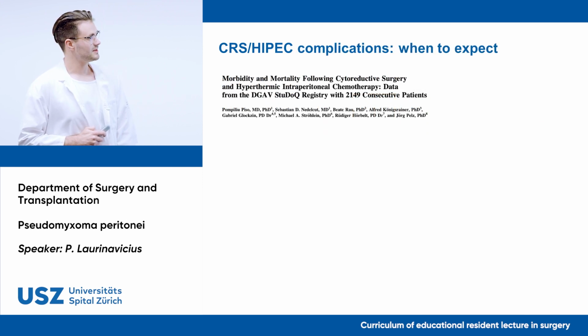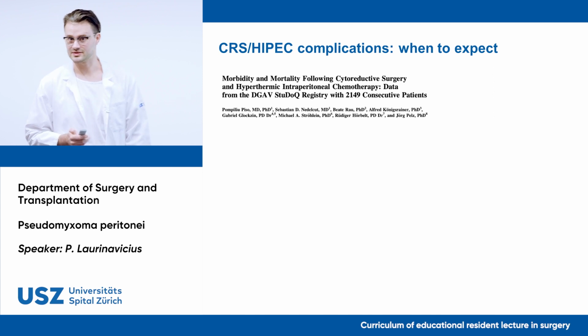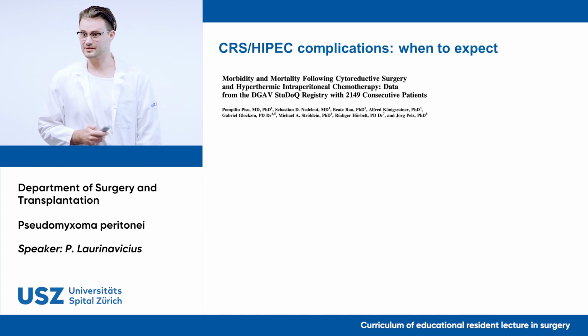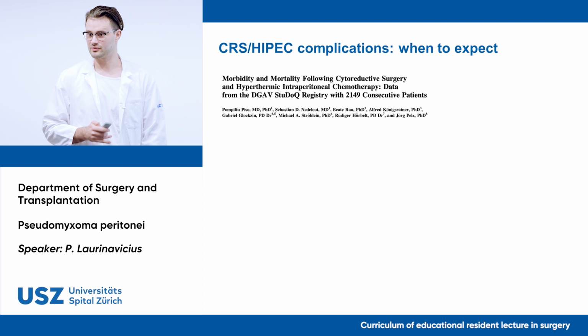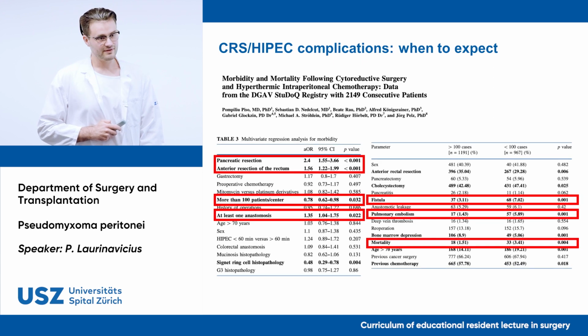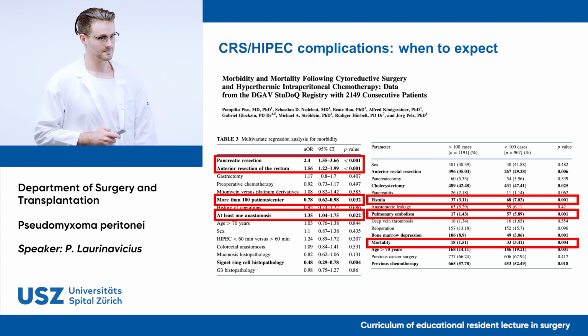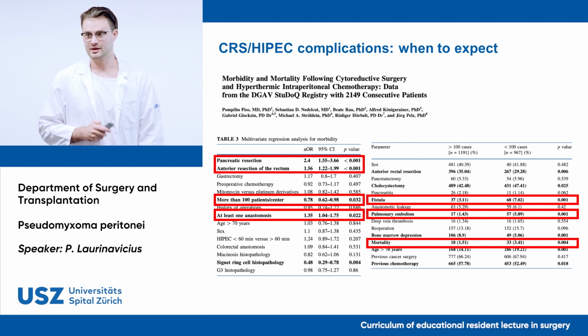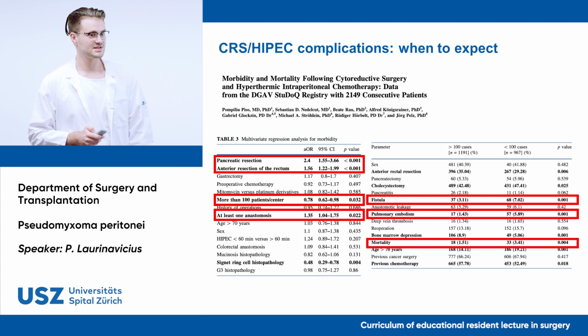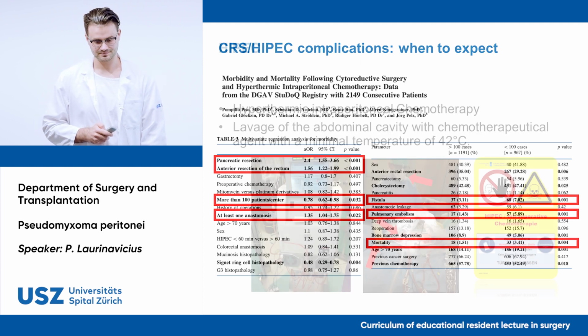The colleagues from Germany wanted to evaluate the risk factors and to look up when we can expect the postoperative morbidity. So they included more than 2,000 patients after CRS HIPEC for various indications. And what they found out was that if a pancreatic resection, anterior resection of the rectum, or at least one anastomosis is done, the postoperative morbidity increases. Moreover, if the center was doing more than 100 cases a year, it was considered to be a negative risk factor for fistula, pulmonary embolism, and postoperative mortality.